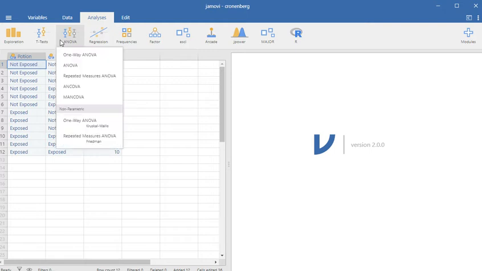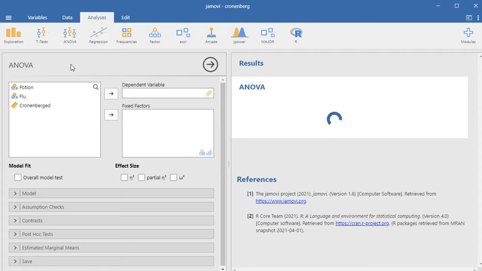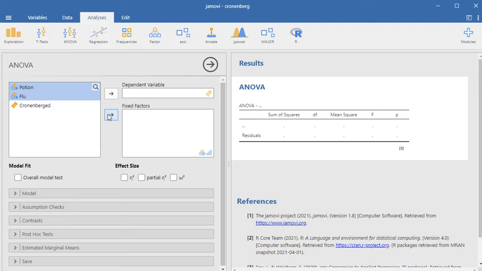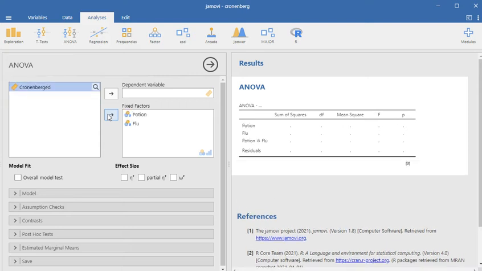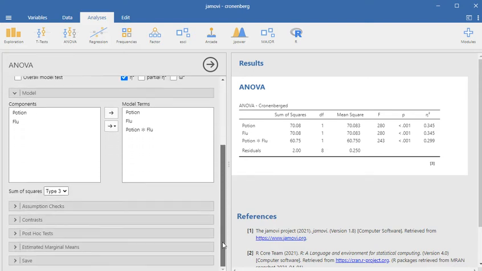And so what I'm going to do is what I've done before. I'm going to go to ANOVA. And this time, I'm going to choose potion and flu as my fixed factors. I'm going to choose Cronenberg as my dependent variable. I'm going to go ahead and do an effect size test here. It really won't do much good. Not much I can do with the model. It's already pretty well set up, as well as you'd want it to be set up. So we won't have to worry about that too much.